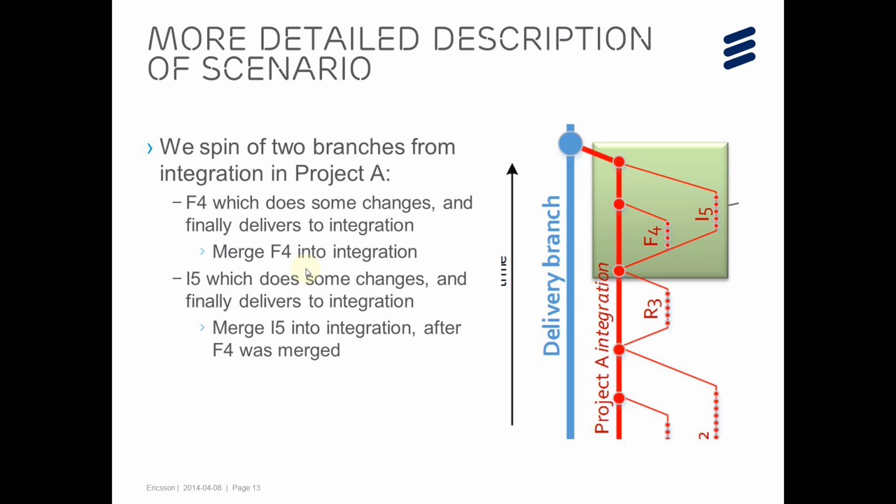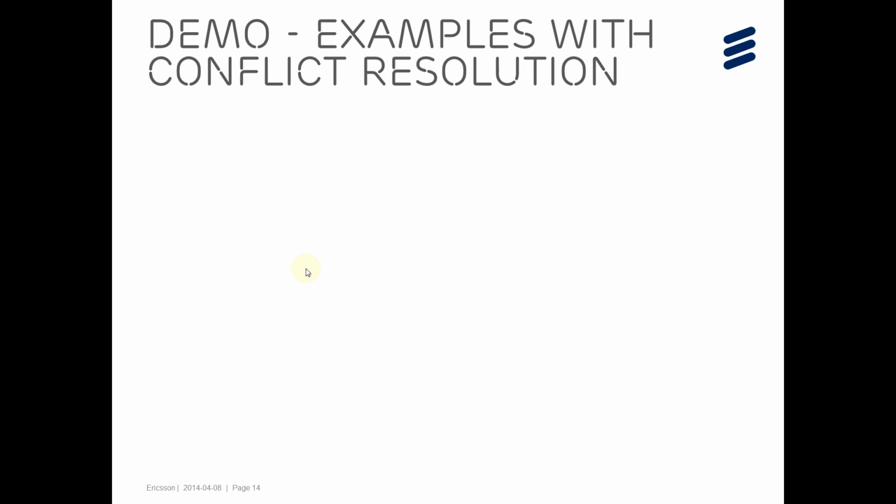The first merge of F4, feature 4, will be a fast forward, so basically no problem will be there, but the conflict will happen when we merge I5 into the project A integration.